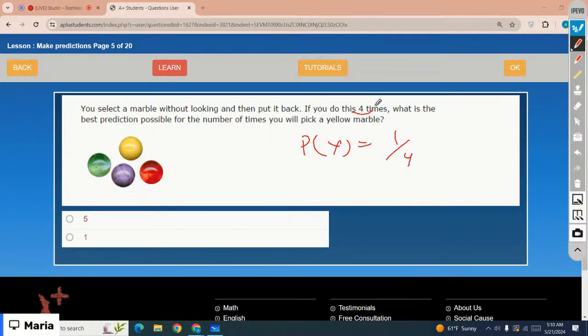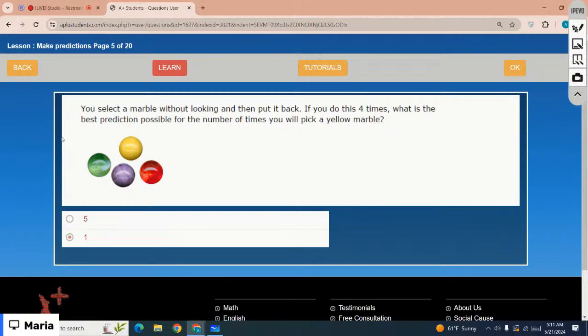Now you did that 4 times, so you have to do 4 times 1 over 4. So 4 times 1 is 4, 4 and 4 cancel out, you are left with just 1. So the correct option is 1. That means only one time you pick the yellow marble. The correct option is 1.